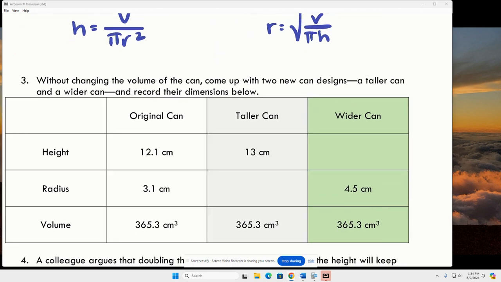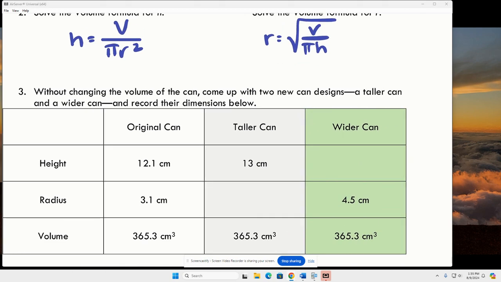So on the light gray one, if we want a taller can, we need to figure out the radius by using this formula here. So we're going to take this 3.653, put it in for the volume, and then we're going to take the 13 and put it in for the h.